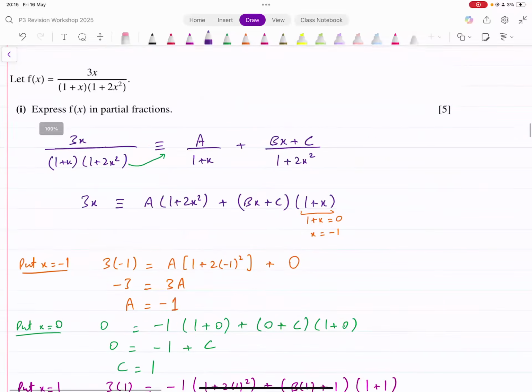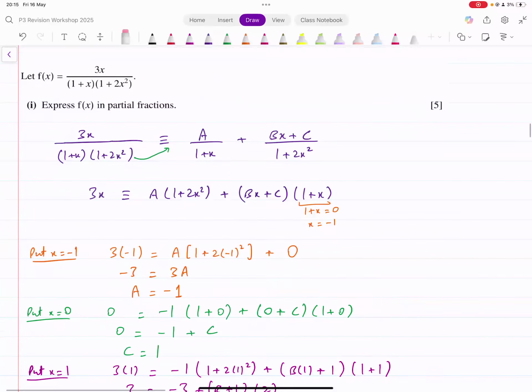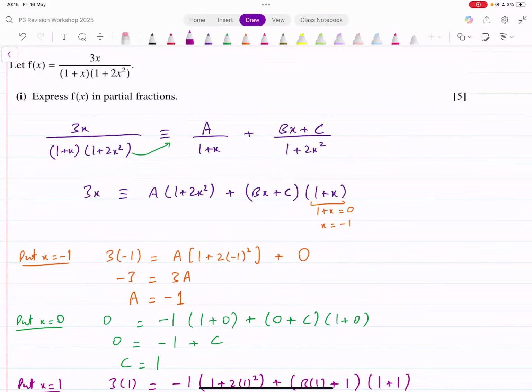If you have a quadratic factor in the denominator like this, what would happen in that case? You'll say this is A over (1 plus x) plus (Bx plus C) over (1 plus 2x squared). For the quadratic factor, we have Bx plus C in the numerator. Now, you multiply the denominator on the left side to the right side and see what that gives you.